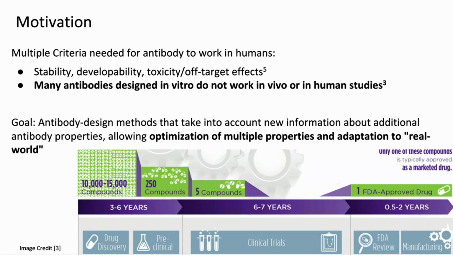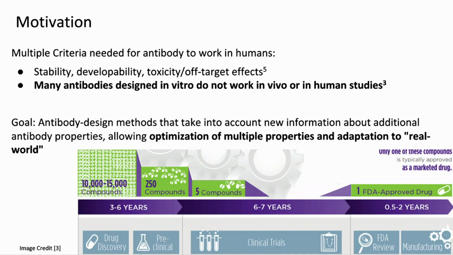So the motivation here is that, one, we need multiple criteria for an antibody to work in humans. A lot of models are trained on unsupervised data, trying to generate antibodies that mimic the natural distribution of antibodies, or they might be going off of 1 or 2 design criteria, such as enhancing binding affinity. But in reality, there are a lot of different criteria needed for an antibody to work. For example, they need to be stable enough, they need to be developable so we can manufacture them, and we want lower toxicity and off-target effects in humans.